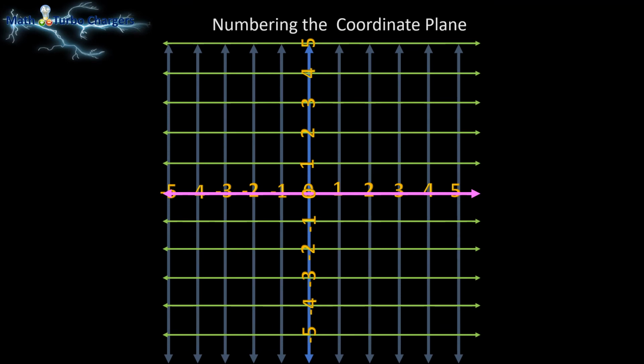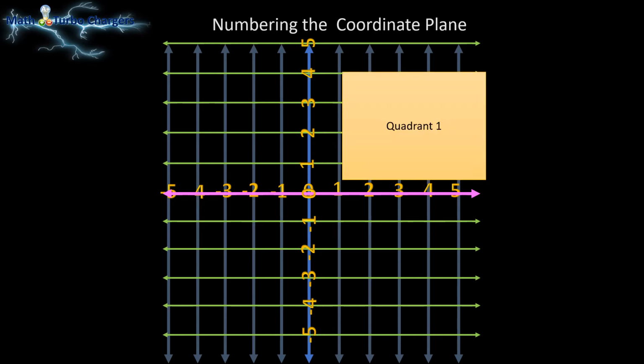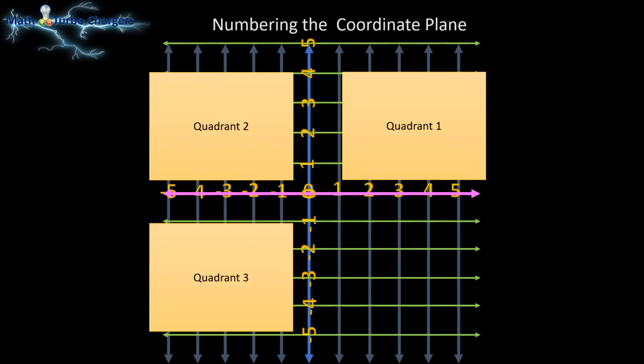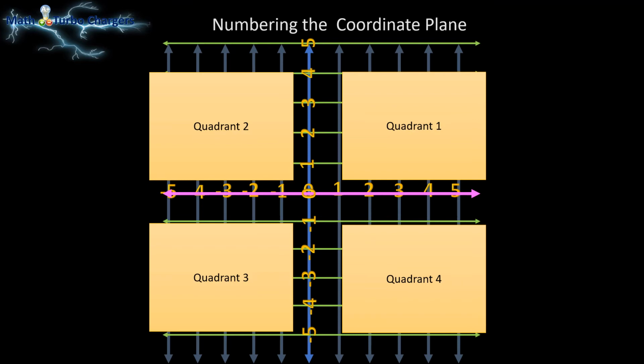Your coordinate plane is separated into 4 blocks. We call these blocks quadrants. Quadrant 1, Quadrant 2, Quadrant 3, Quadrant 4. Your teacher may place a point in any one of these quadrants, and your teacher may ask you in which quadrant your point is located. Here, you can see my red point is located in quadrant 1.